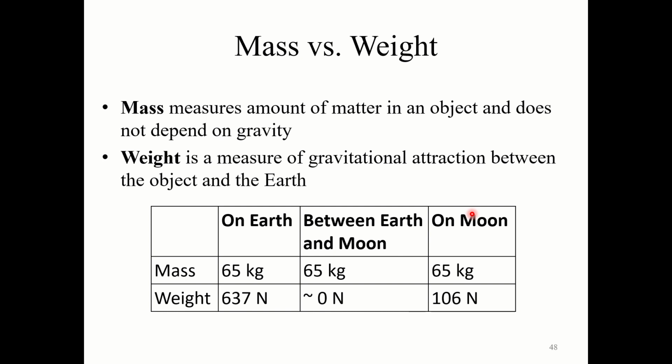So if you were on the Earth, between the Earth and the Moon, or on the Moon, let's say you had a mass of 65 kilograms. Your mass doesn't change because mass measures the amount of matter. But on Earth, you would have a weight of 637 newtons. Between the Earth and the Moon, you would functionally have no weight. You would be weightless because there is no gravitational attraction in space. If you were on the Moon, you would have a weight of about 106 newtons, since the Moon has approximately 1/6 the gravity that Earth does.